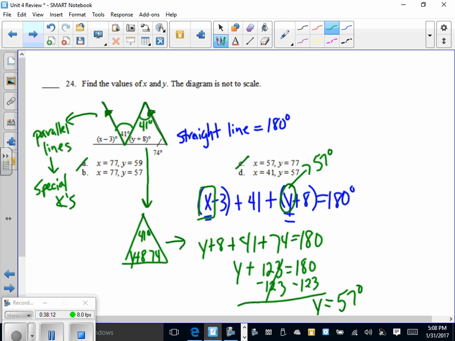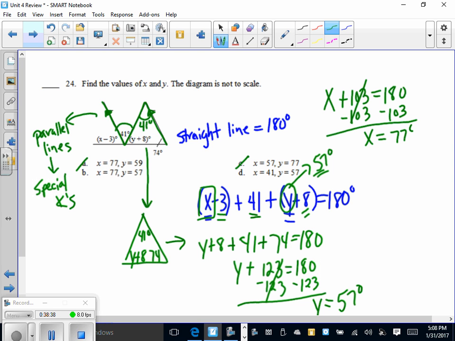Okay, so combining like terms, I have negative 3, I have 41, I have 57, and I have positive 8. So negative 3 plus 41 plus 57 plus positive 8 is 103. I think we're at 180, so I subtract. I'm going to get x is equal to 77 degrees. So the correct answer is B and not D.